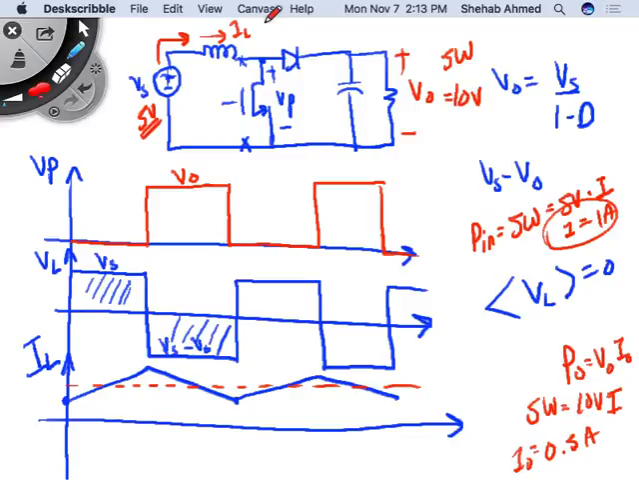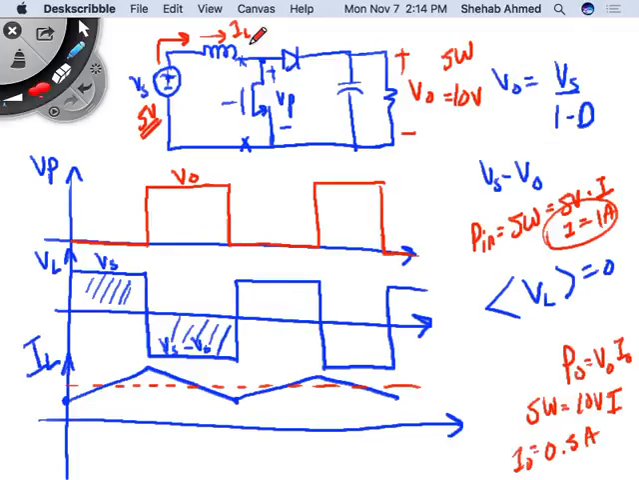What is the average value of switch current? It's the average inductor current multiplied by duty cycle. What is the average value of the diode current? 1 minus duty cycle times the average value of inductor current. Now you have the average values of all the currents, and you have the voltage rating of the switch and the diode. Now you can select your switch and diode fully with average value of current and peak value of voltage.